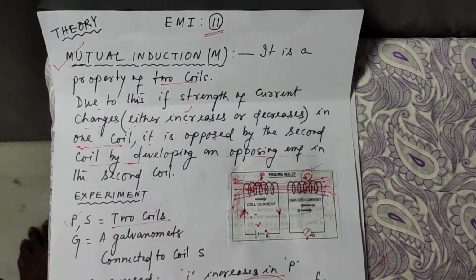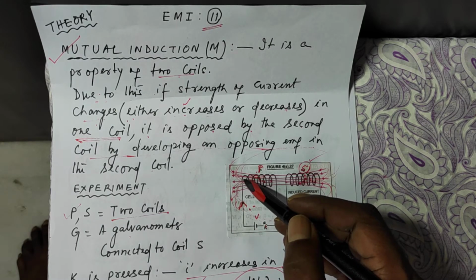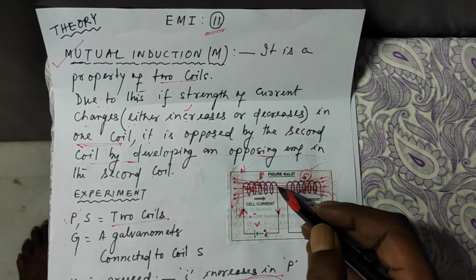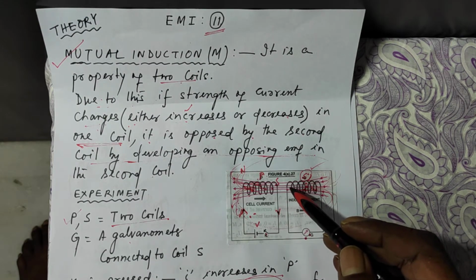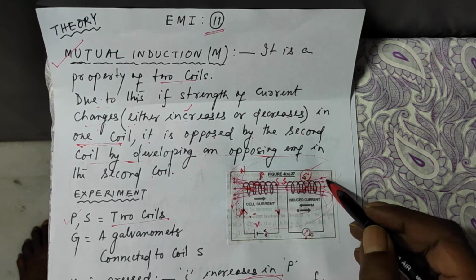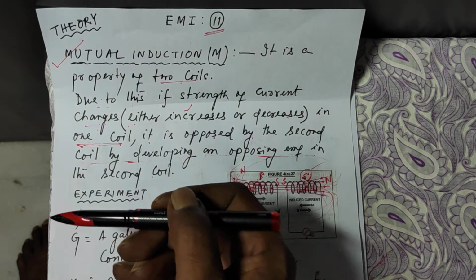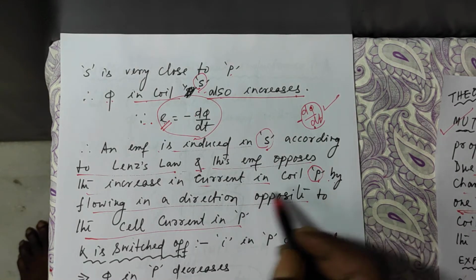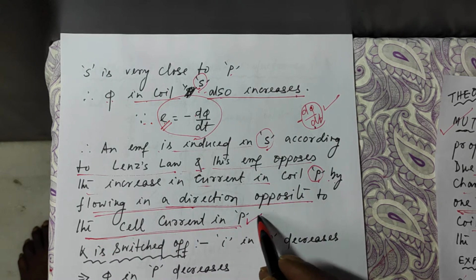Now, if current from this side in coil P is anti-clockwise, this is north, and this side will be clockwise, it will be south. Then due to change of flux for the coil S, this side will be south and this side will be north. That is, the coil S will oppose this, by flowing in a direction opposite to the cell current in P. This is important.